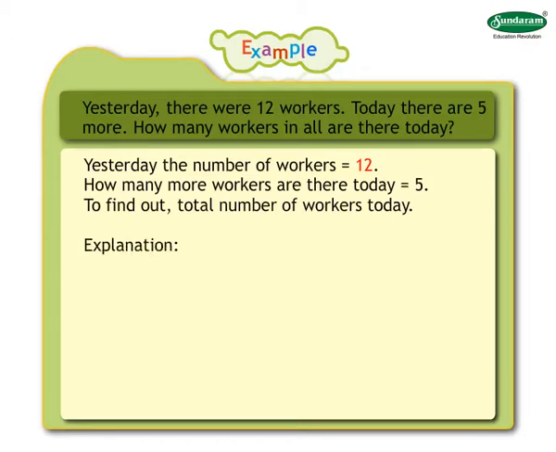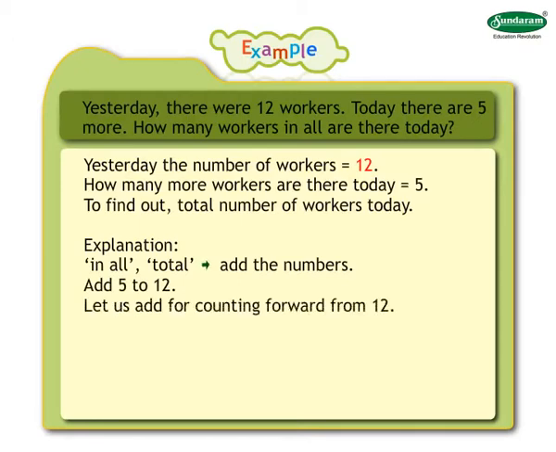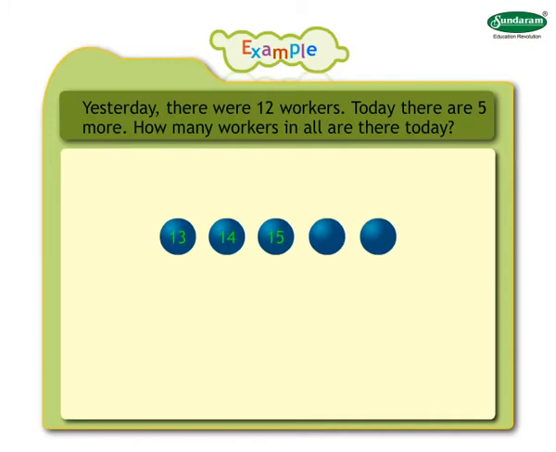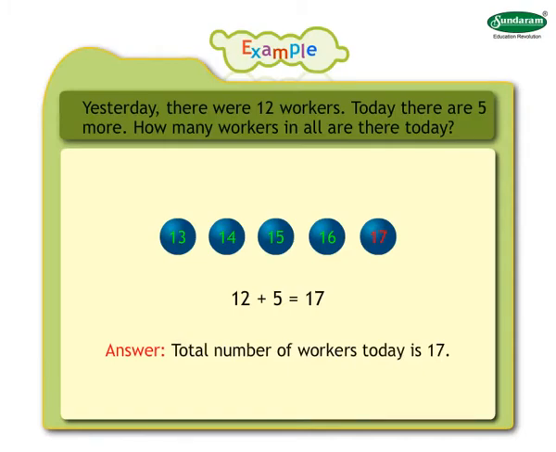Let me explain. The words in all, total indicate that we should add the numbers. Thus, we have to add 5 to 12. Let us add by counting forward from 12. Draw 5 dots. Count after 12. That is 13, 14, 15, 16, 17. We reach the number 17. Hence, 12 plus 5 is equal to 17. Answer is, total number of workers today is 17.